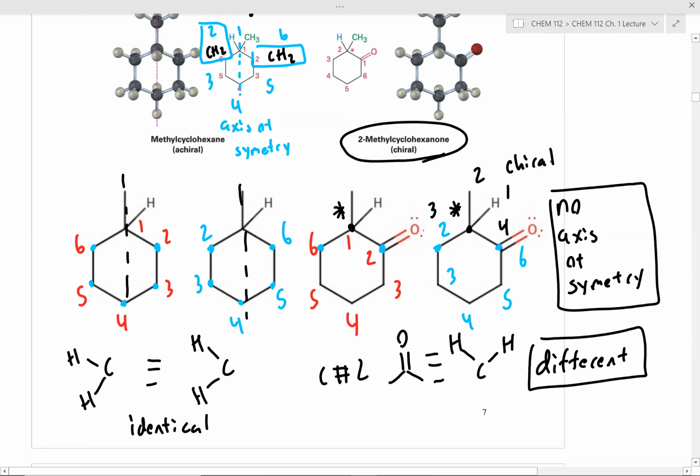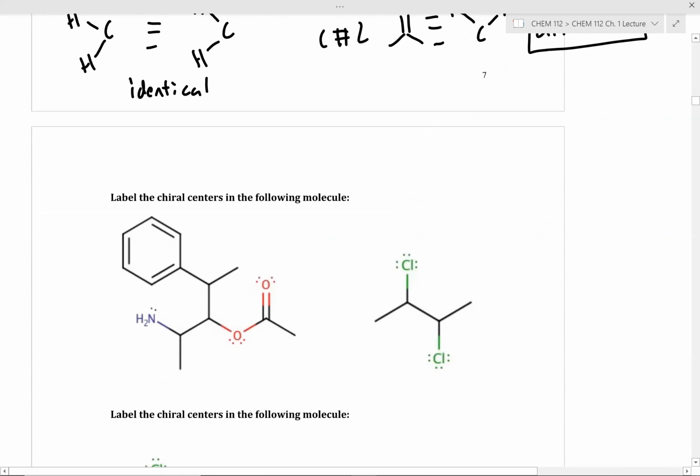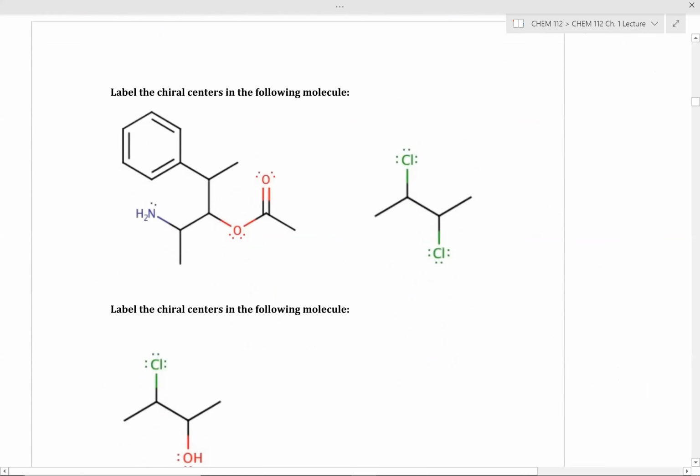So this counting method is just a standardized way of checking for an axis of symmetry when you're dealing with a cyclic molecule. Now, let's try some practice examples, and let's try to label the chiral centers in each of the following molecules. Now, I'll start us off. I'll do a few examples, and then you'll handle the next pair of examples.